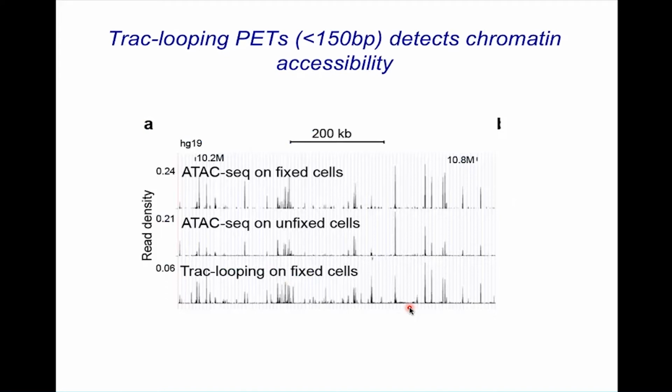First, PETs smaller than 150 base pairs. This is a genome browser image in comparison with ATAC-seq PETs, from fixed cells or unfixed cells. As you can see, the Trac-looping PETs are highly similar to the ATAC-seq PETs, and therefore the Trac-looping PETs smaller than 150 base pairs detect chromatin accessibility.